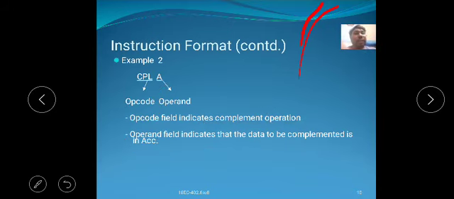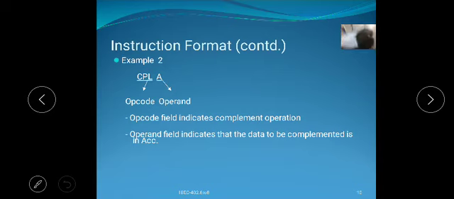CPL is the opcode and A is the operand. The opcode field indicates the complement operation. The operand field indicates that the data to be complemented is in the accumulator.